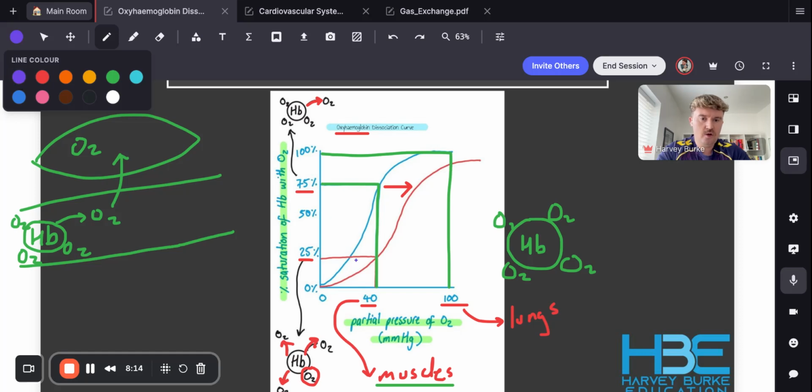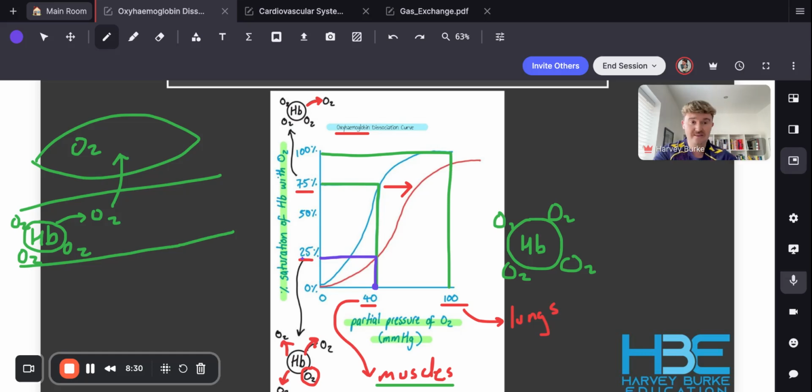And if we now work up to the Bohr shift line, from that same point, instead of hemoglobin being 75% saturated with oxygen, the Bohr shift line is showing us that hemoglobin is now only 25% saturated with oxygen. And what that's showing us is that instead of hemoglobin only letting go of 1 oxygen, hemoglobin is now letting go of 3 oxygens. Now, you don't need to state the amount of oxygens.